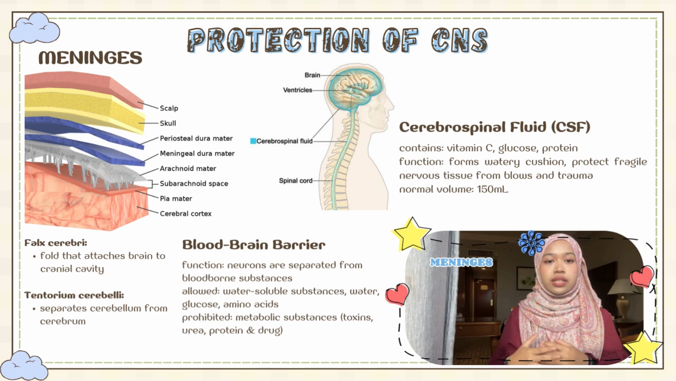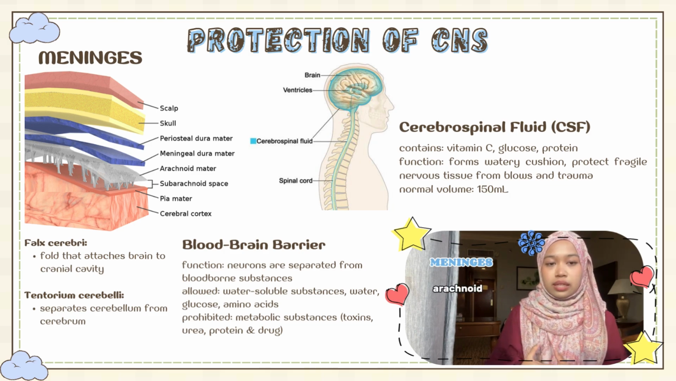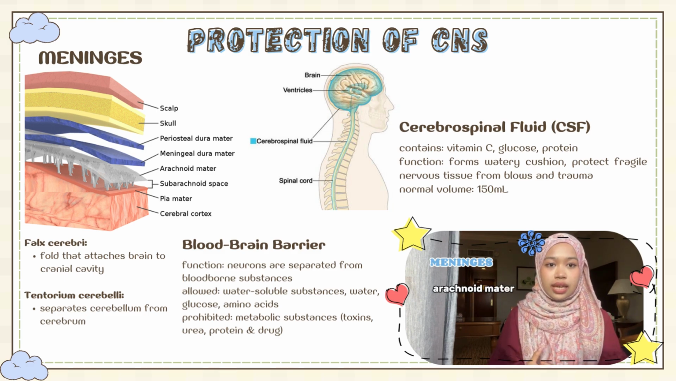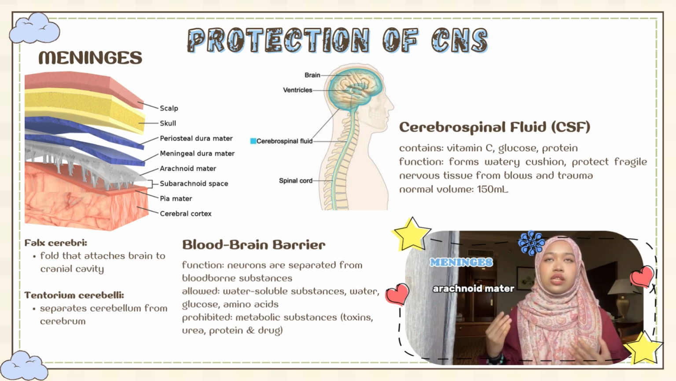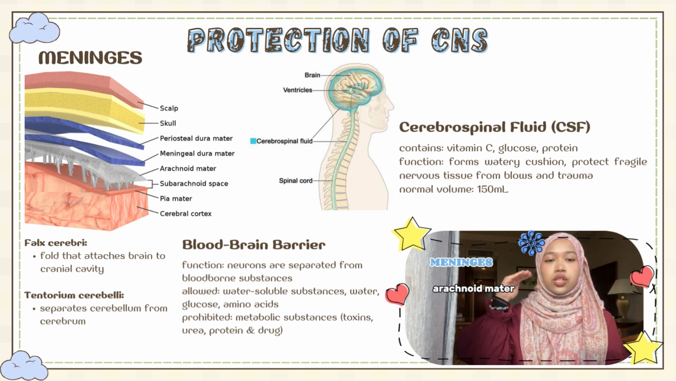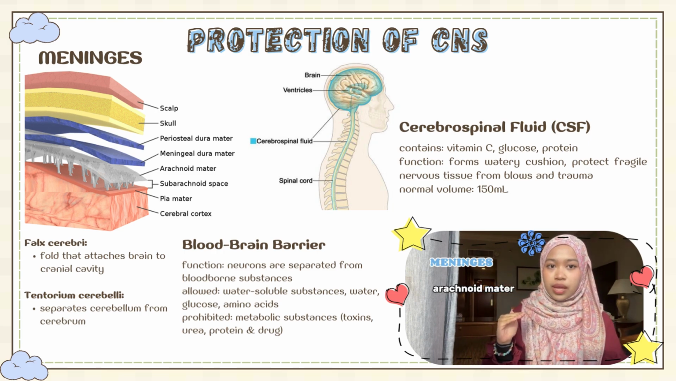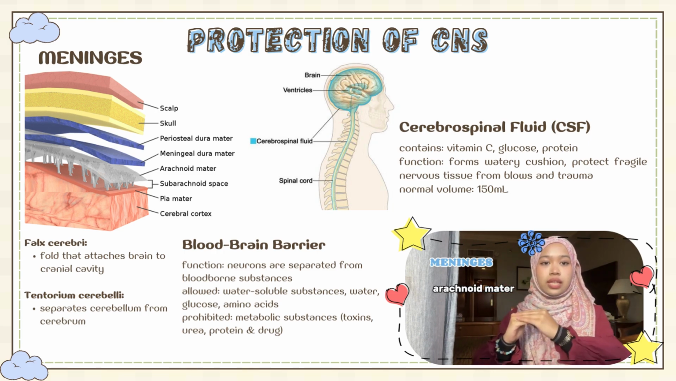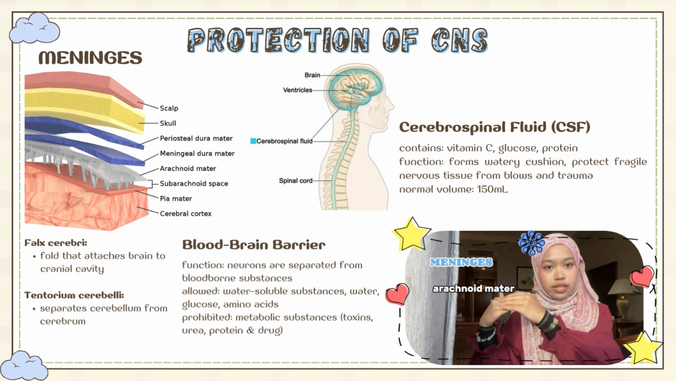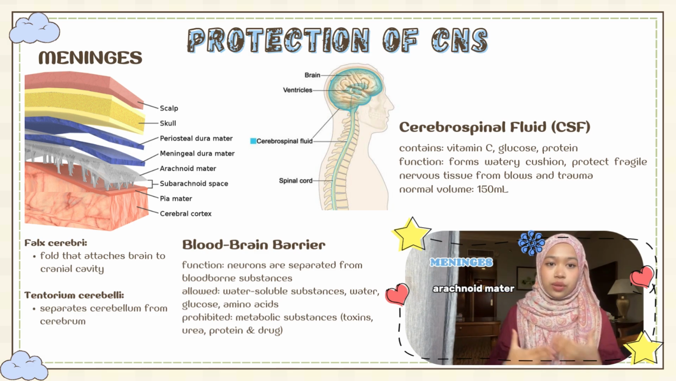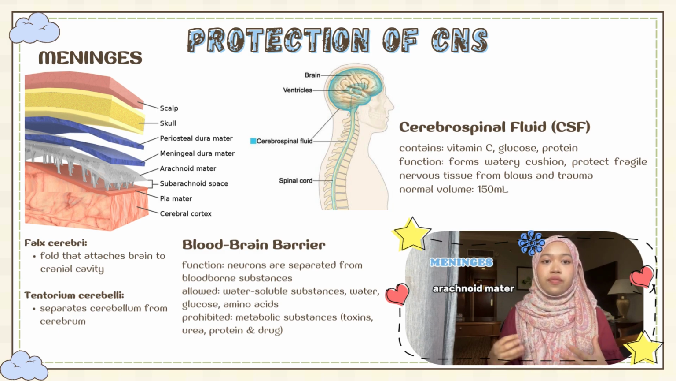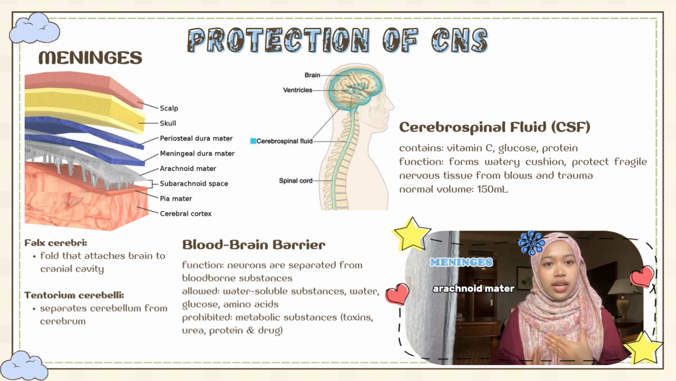Then we have the second membrane, which is called arachnoid mater. The arachnoid mater is a delicate, impermeable, and avascular membrane. It is located in between the dura mater and the pia mater, with the pia mater internally and the dura mater externally. The outer and inner cells consist of flattened mesothelial cells.